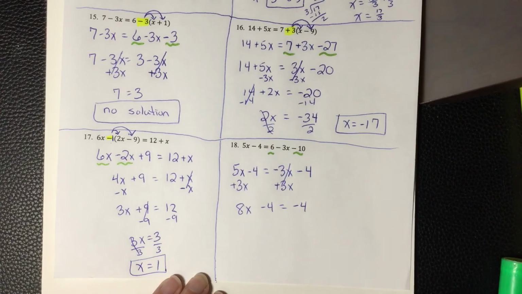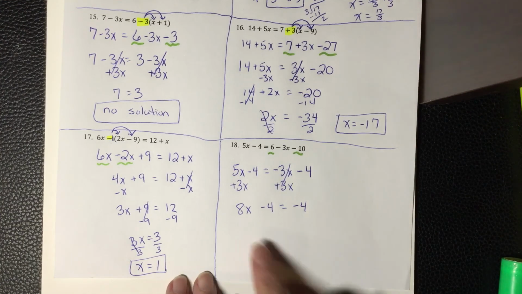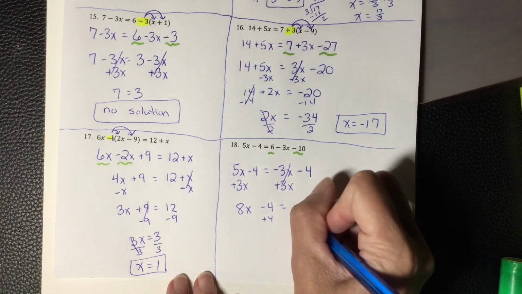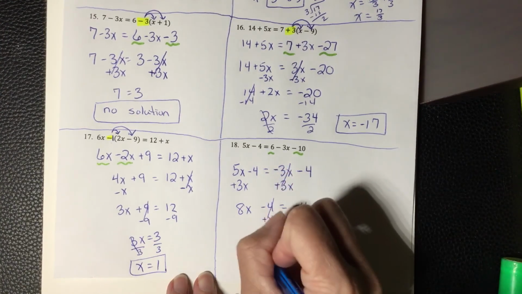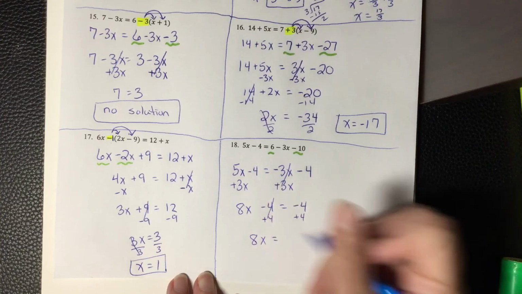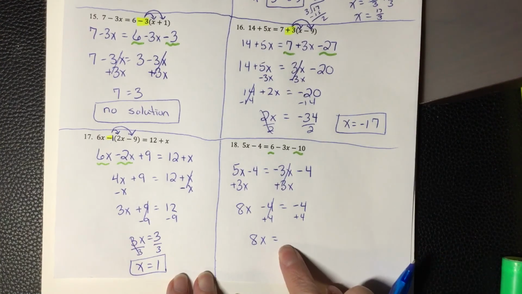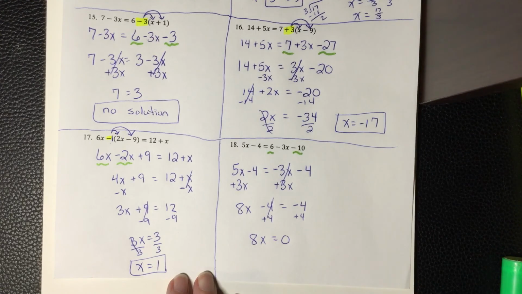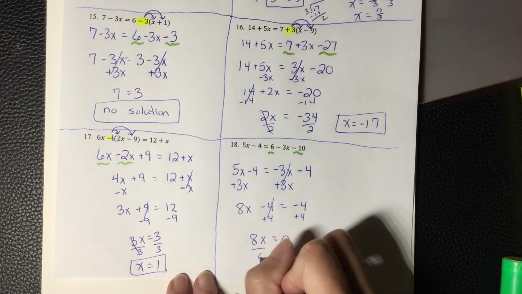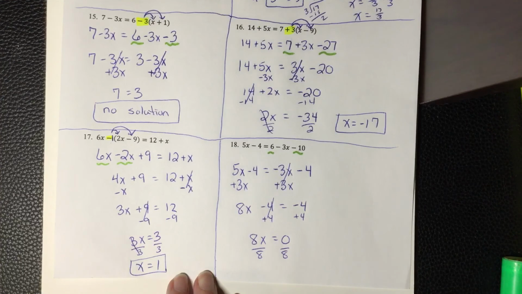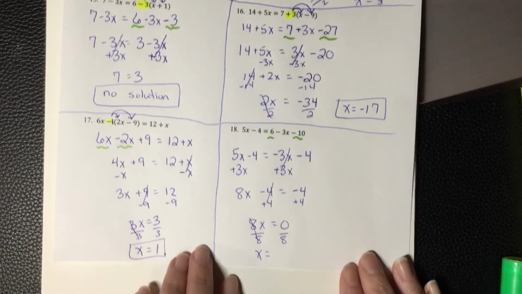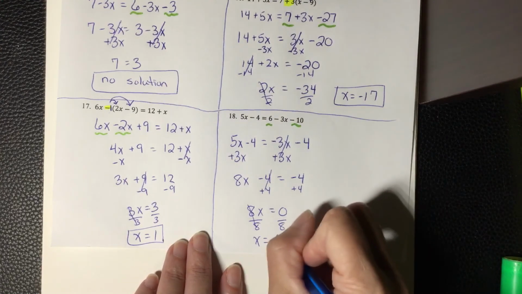Don't forget to bring that negative down. So now I want constants on the other side, so to get rid of the minus 4, I add 4. And I end up with 8x. Those cancel. Now over here I've got to put something. So a negative 4 and a positive 4 gives me a 0. All right, so our very last step is to divide by 8. So I end up with x equals 0 divided by 8.